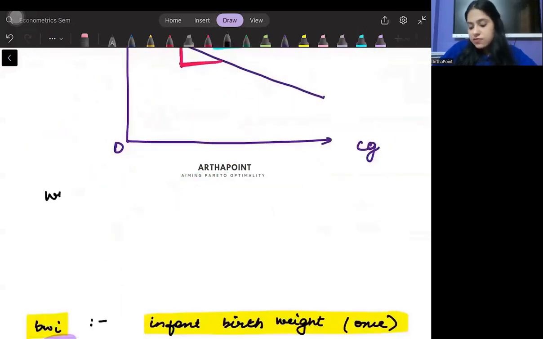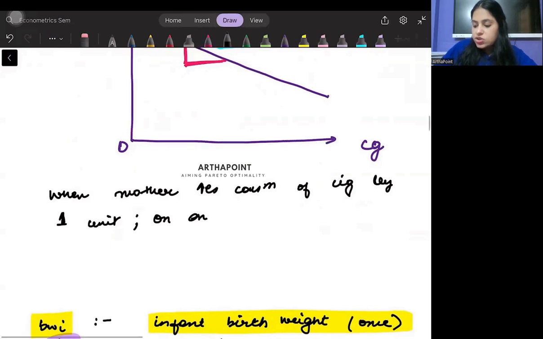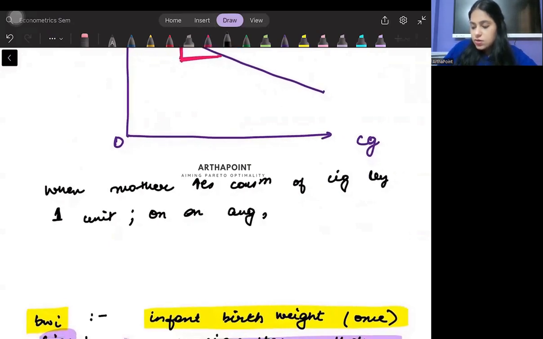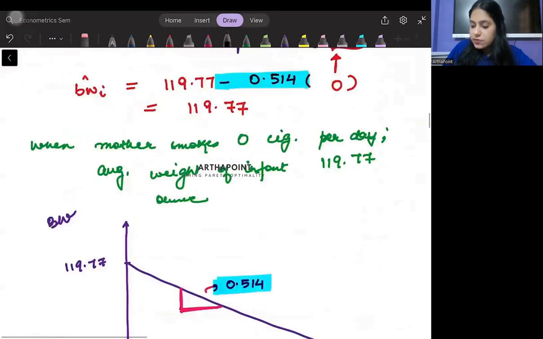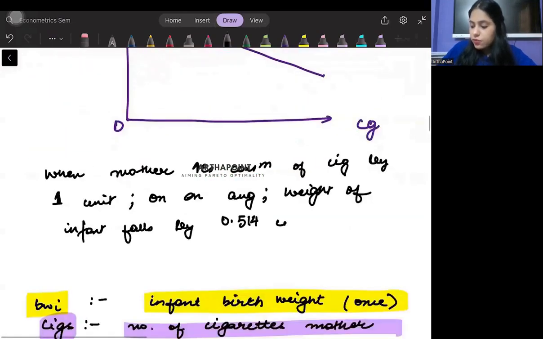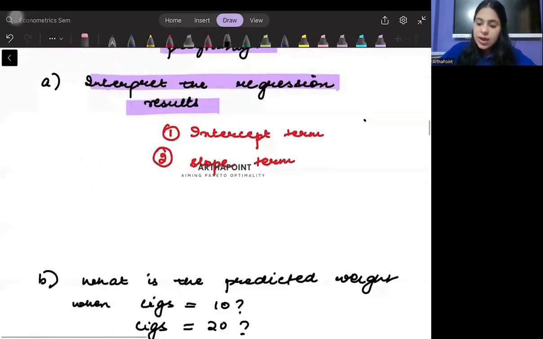Okay. Then you need to interpret this 0.514 with a negative sign. So you will say that when the mother increases consumption of cigarettes by 1 unit, on an average, the birth weight of the infant falls by 0.514 units. It falls by 0.514 units, right, beta? So this is your answer to question number A.